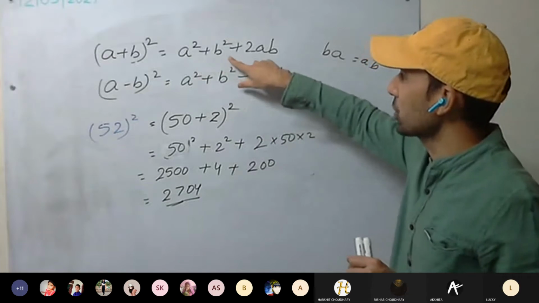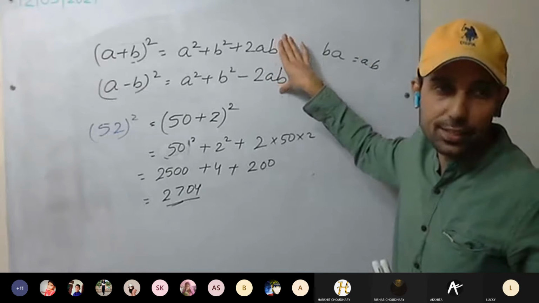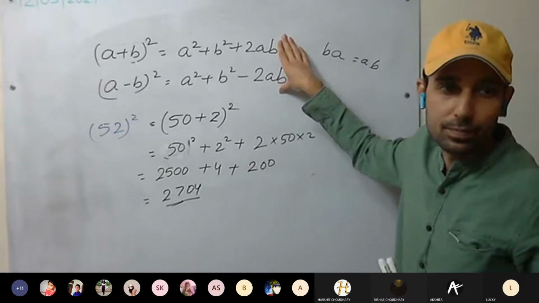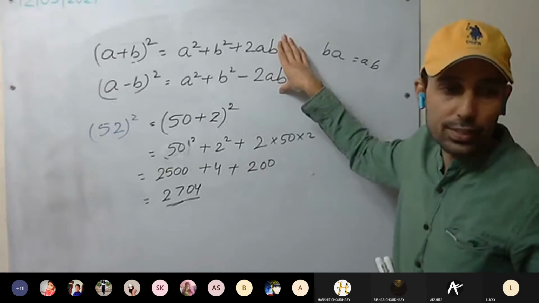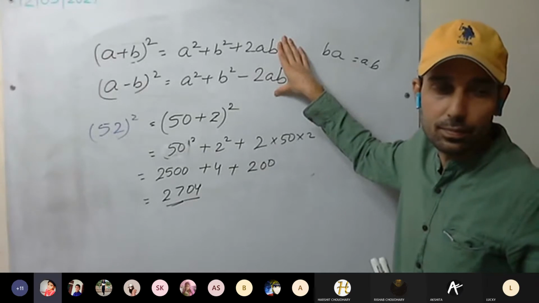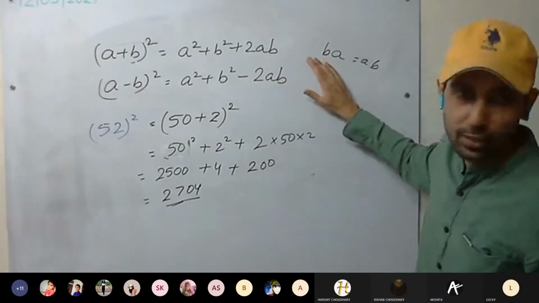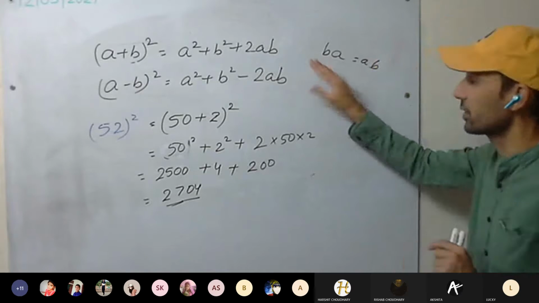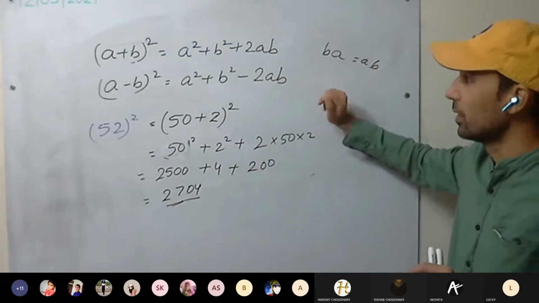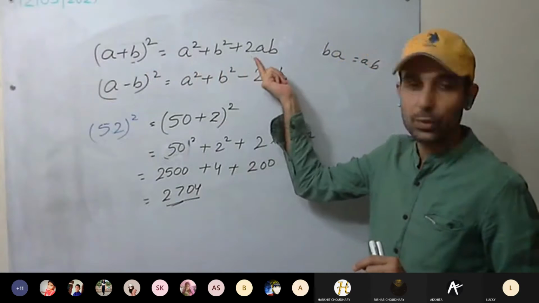A plus b the whole square, a square plus b square. Have you understood these identities? Have you studied these identities last year? Yes, sir. Okay, then we can take. I would have cancelled it for the time being since we haven't discussed them in detail. So a plus b the whole square equal to a square plus b square plus 2ab.